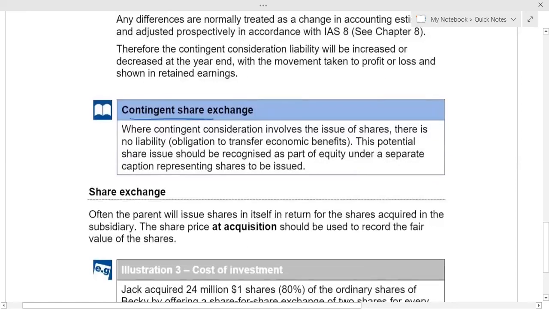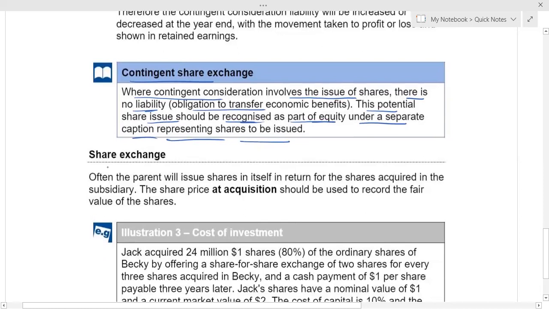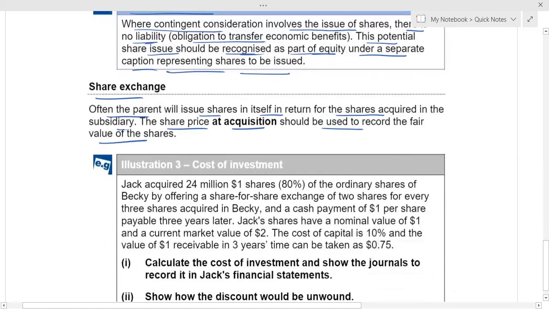Contingent share exchange: where contingent consideration involves the issue of shares, there is no liability, no obligation to transfer economic benefit. This potential share issue should be recognized as part of equity under a separate caption representing shares to be issued. Share exchange: often the parent will issue shares in itself in return for the shares acquired in the subsidiary. The share price at acquisition should be used to record the fair value of the shares.